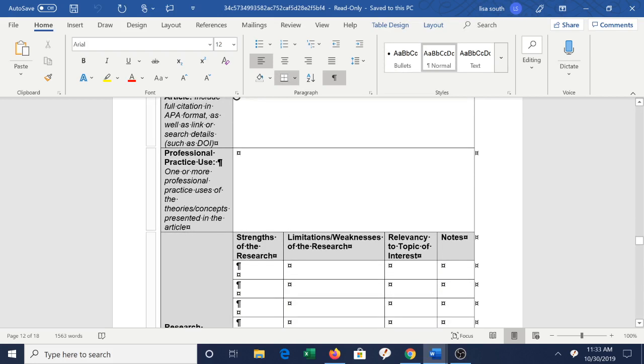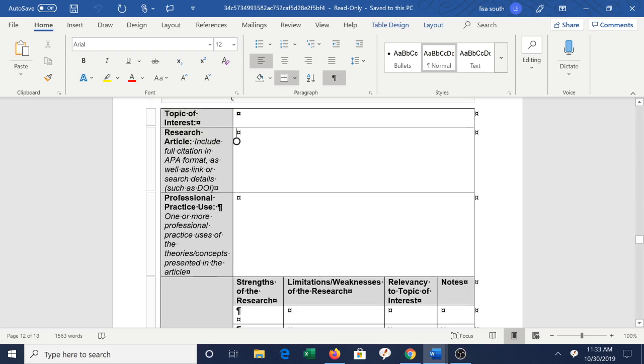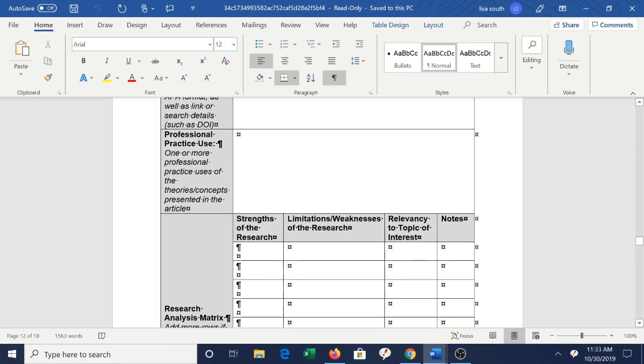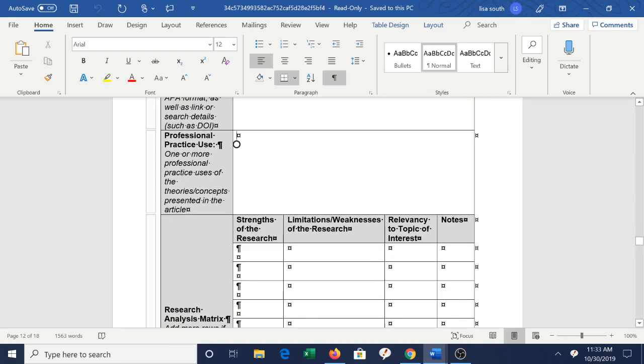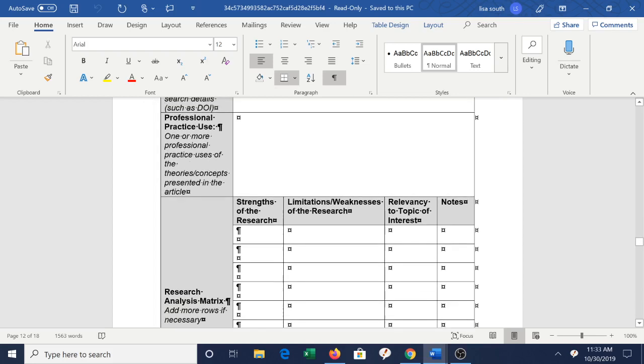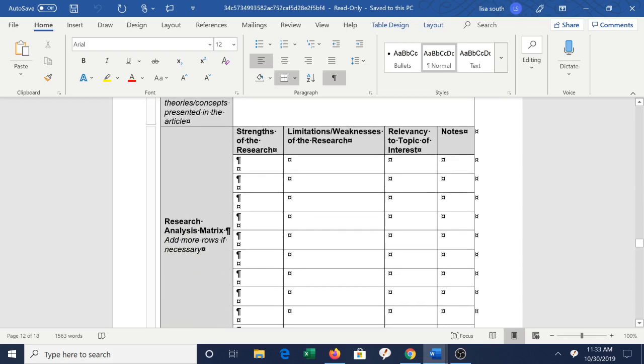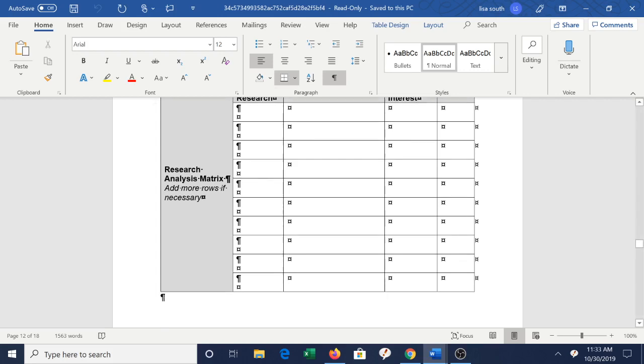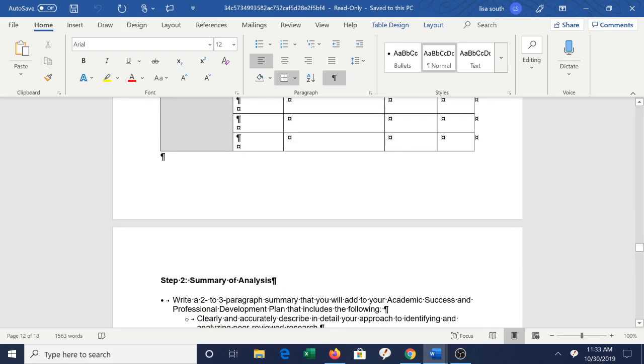Okay. The professional practice use. So what? You've read this great study. It says we should be doing this in practice. It found all these great things. So, what is something from that study that you can use in practice, that you can go back and tell your directors about, and that you can implement? Now, this is where, if you don't have research, you're not going to be able to do any of this. And there should be more than one row, and nothing should say NA.